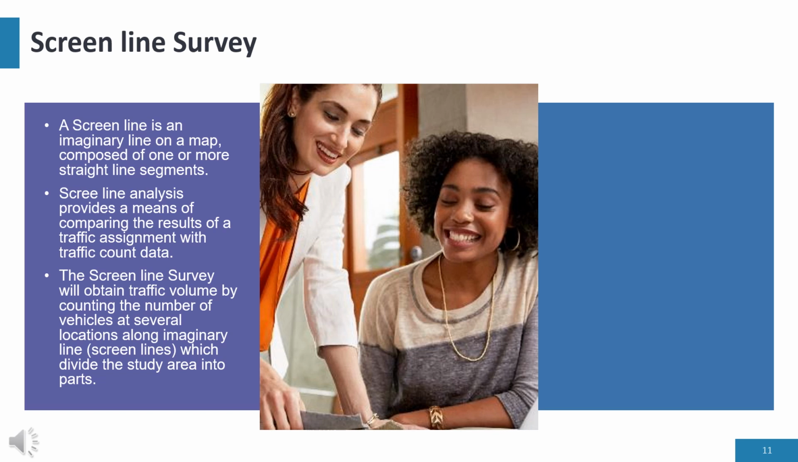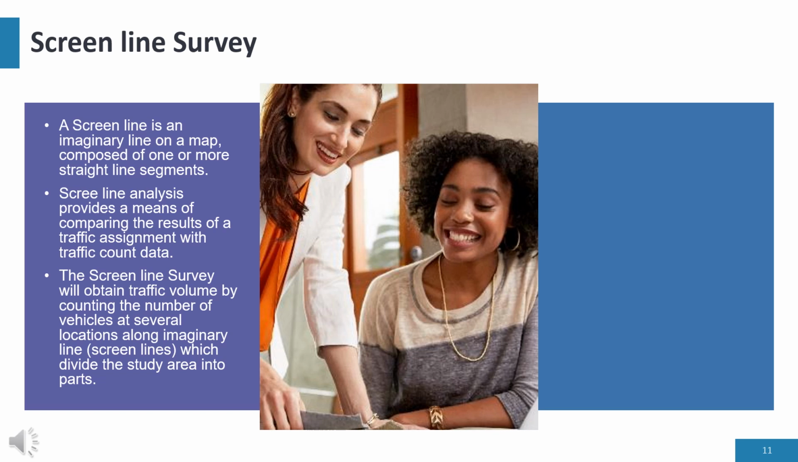Screenline survey. A screenline is an imaginary line on a map composed of one or more straight line segments. Screenline analysis provides a means of comparing the result of a traffic assignment with traffic count data. A screenline survey will obtain traffic volume by counting the number of vehicles at several locations along an imaginary line which divides the study area into parts.